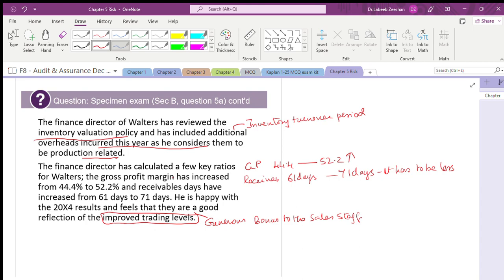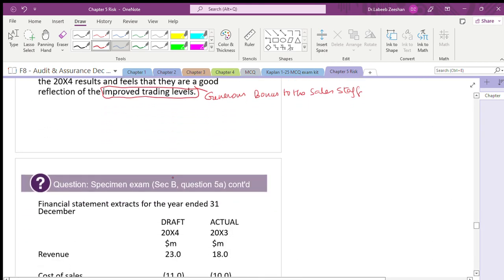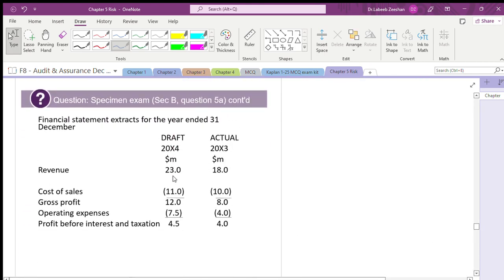Definitely, in the previous year we were getting our money in 61 days. Now what's happening? We are getting our money back within how many days? 71 days. Fine. Which ratios have they calculated? They have calculated the gross profit ratio and the receivables ratio. Is it right?